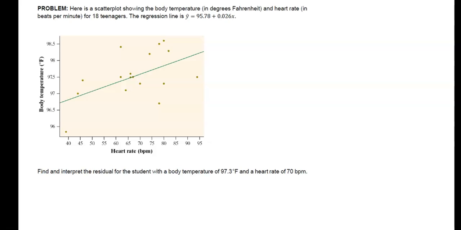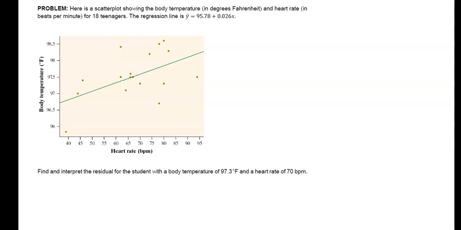Next question. Here's a scatter plot showing body temperature and heart rate for 18 teenagers. I'm guessing as the heart rate increases, you would expect the body temperature to increase as well. Maybe you're exercising, but you think that might happen. Try to interpret the residual for the body temperature of 97.3. I don't even see that on there. It's a little bit off the graph, but not disturbingly so. So we're going to make a prediction.